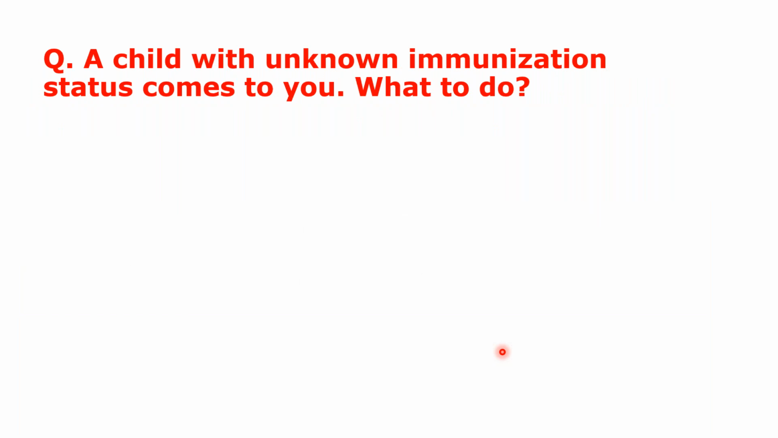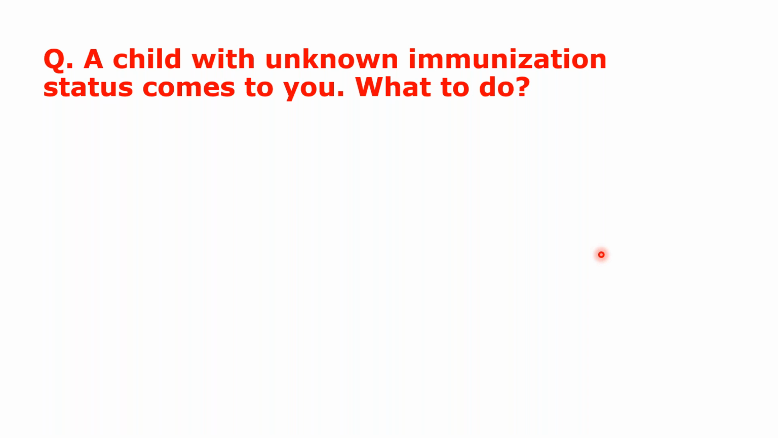A child comes with unknown immunization status to you, what to do? So if a child comes with unknown immunization status, you're asking the immunization history from the mother, and the mother says that I don't know whether the child has been immunized or not, what vaccines he has received or not received. So what should you do in this case? If a child comes with unknown immunization status, what to do?